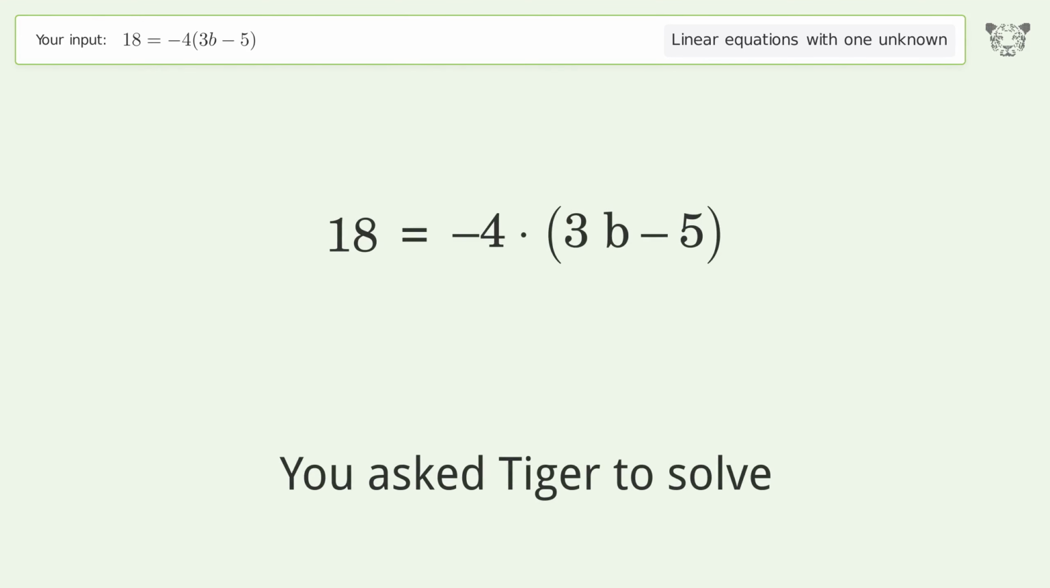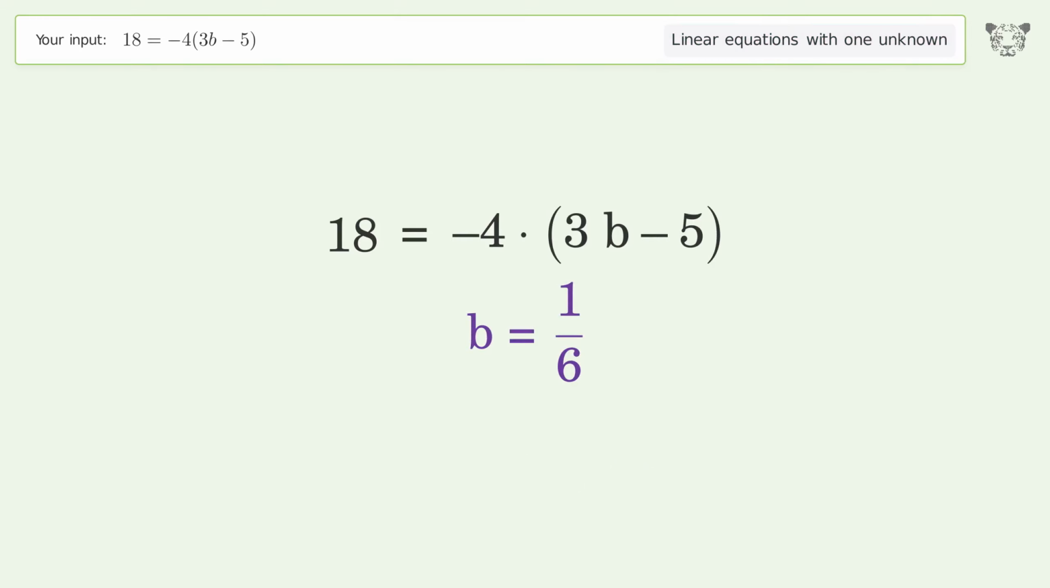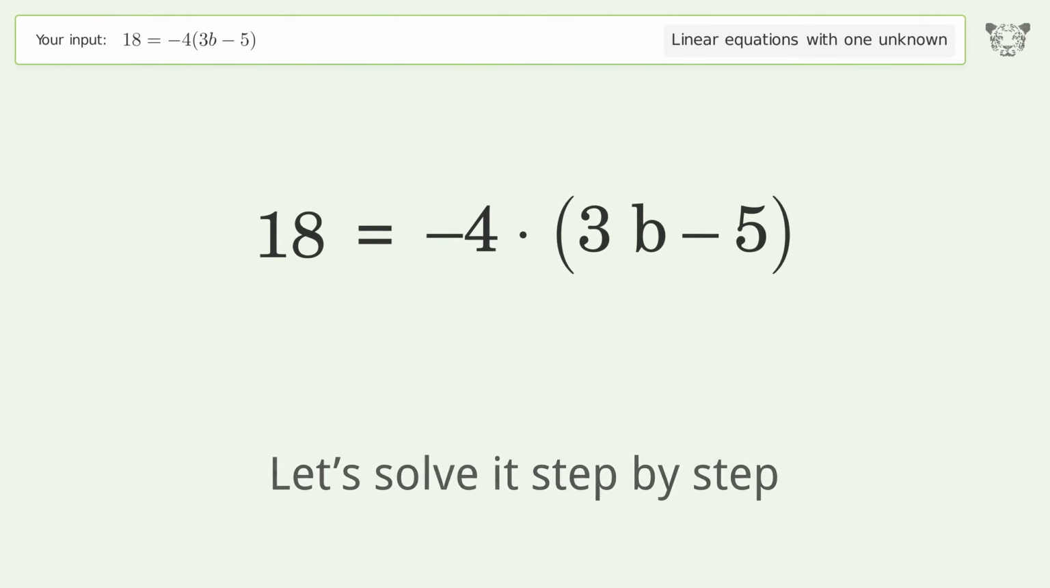You ask Tiger to solve. This deals with linear equations with one unknown. The final result is b equals 1 over 6. Let's solve it step by step.